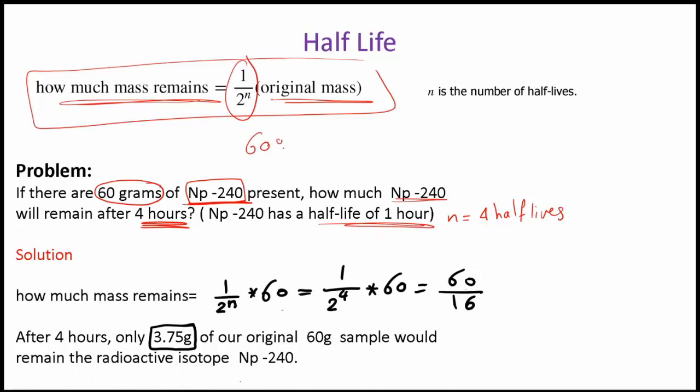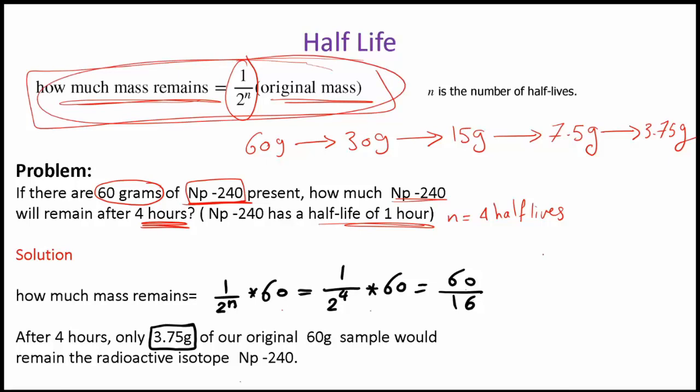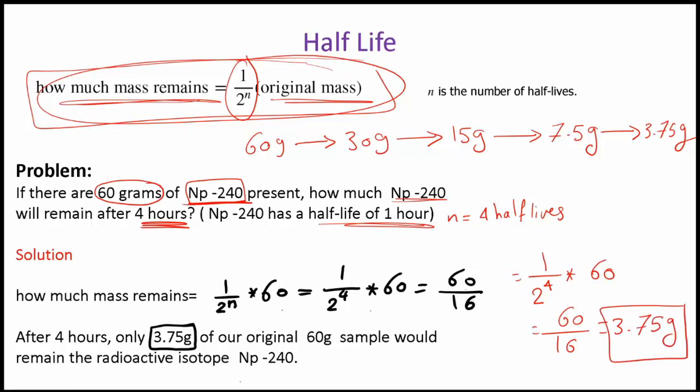So the 60 grams, after 1 hour, becomes 30 grams. Then after 1 hour, becomes 15 grams. Then after another hour, becomes 7.5 grams. Then after the 4th hour, it becomes 3.75 grams. And so on. How to calculate it mathematically? From this equation: 1/2 to the power of 4 times the original mass gives you 60/16, which is 3.75 grams. So this is the leftover of the neptunium-240. Out of the 60 grams, only 3.75 grams is left. Okay, guys?